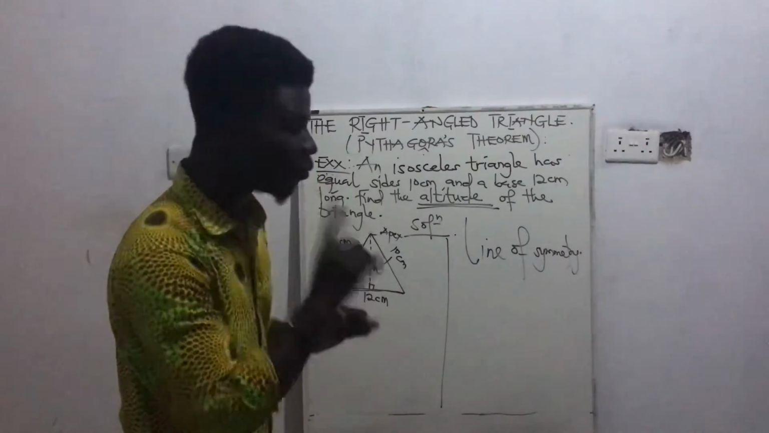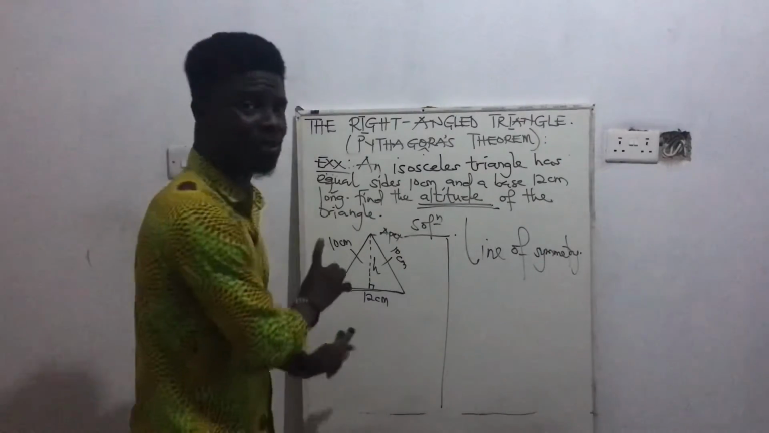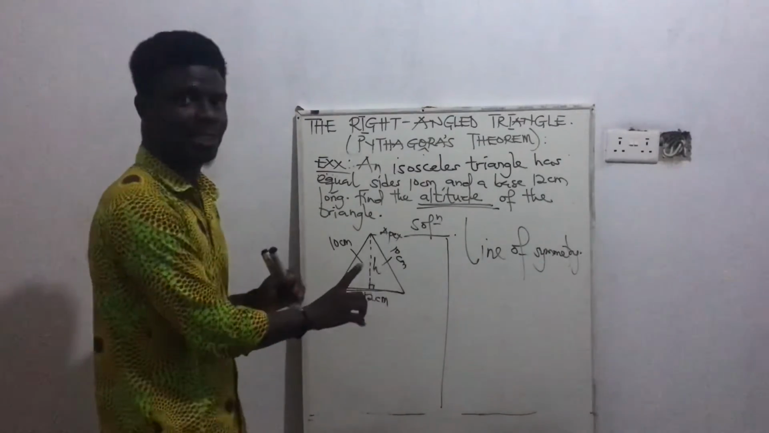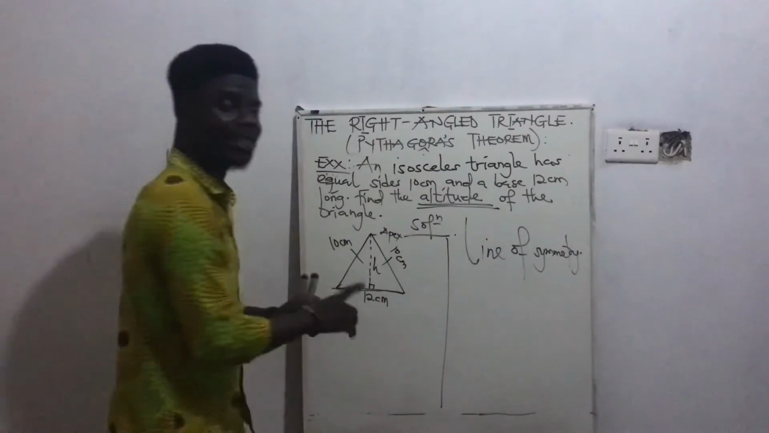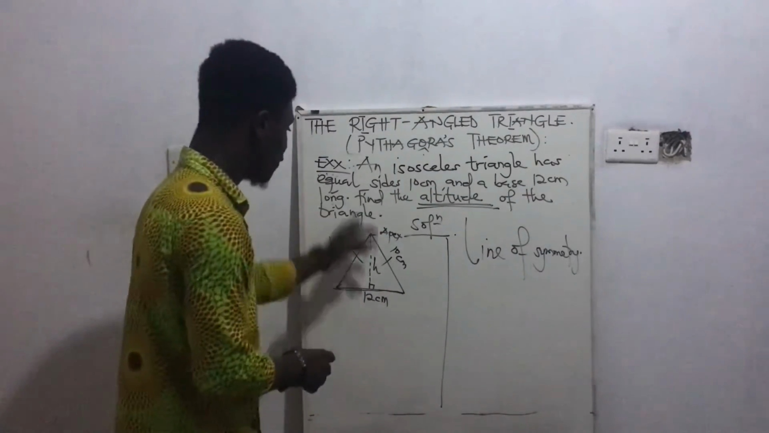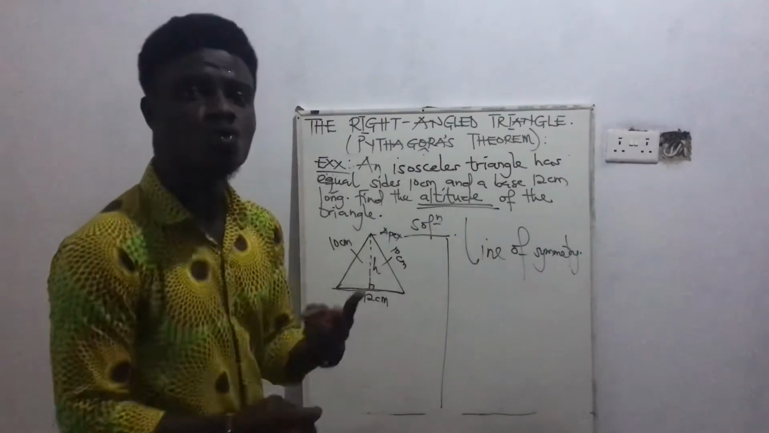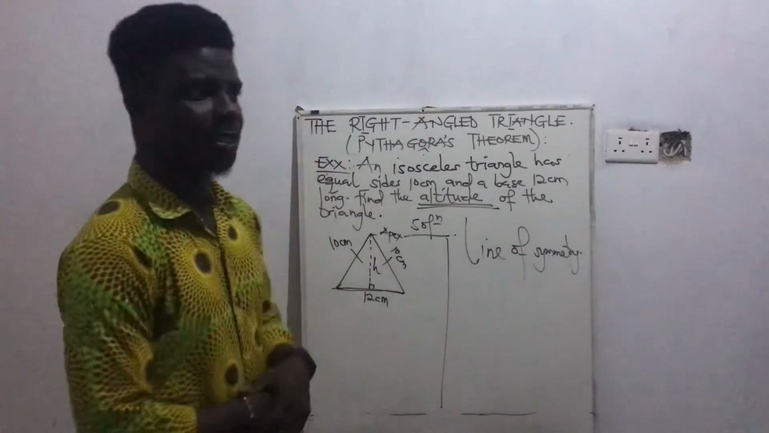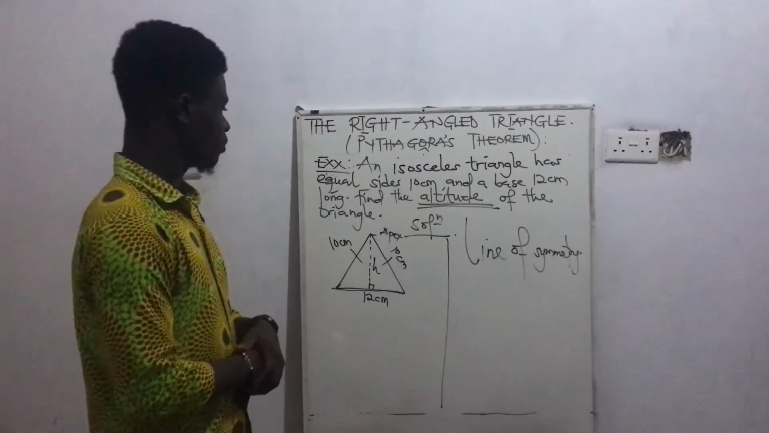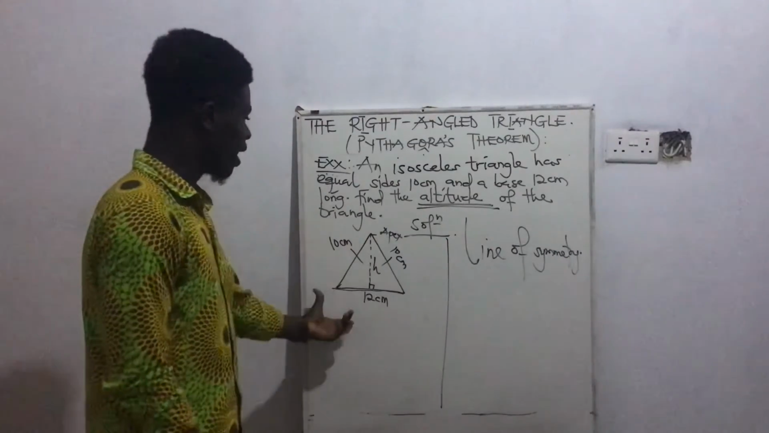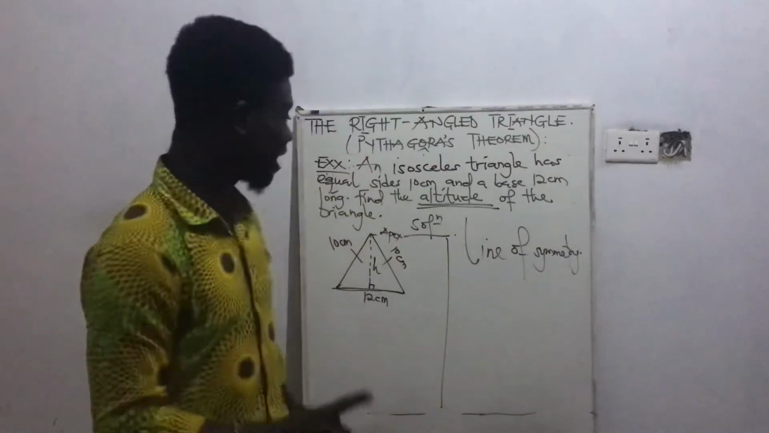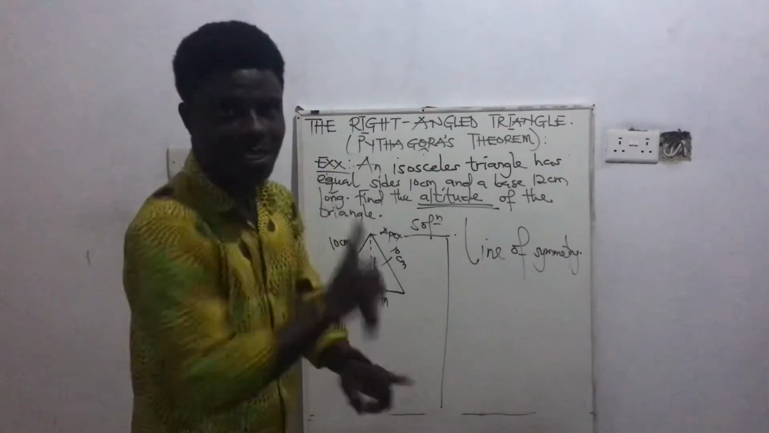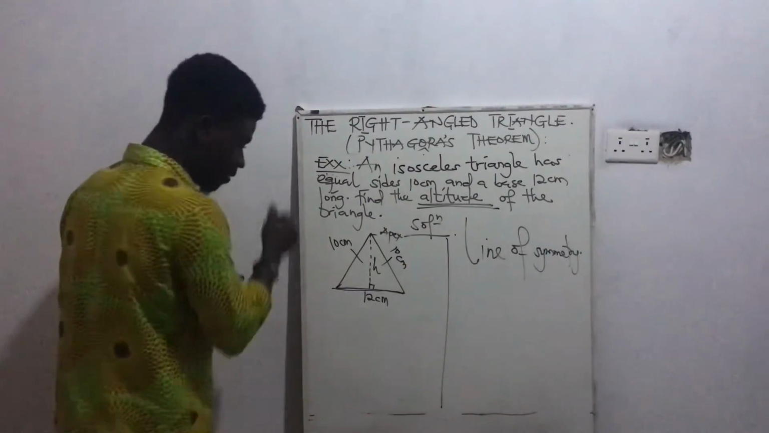Don't forget polygon, because it's bounded with straight edges or straight sides. So now this is a polygon. So this line is a line of symmetry. It divides this triangle into two equal parts. So this triangle has one line of symmetry. It has only one line of symmetry. So now let's solve.